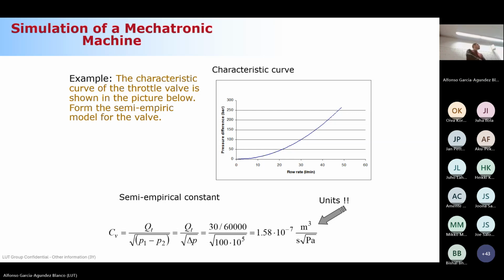Sorry? 14? No, no, no. 1 bar is 10 to the 5 pascals, okay? 0.1 megapascals. Perfect. Probably the 14 is some other unit that you were thinking about, some other relation, but 1 bar is 10 to the 5 pascals, okay? So in this particular case, you have this unit.